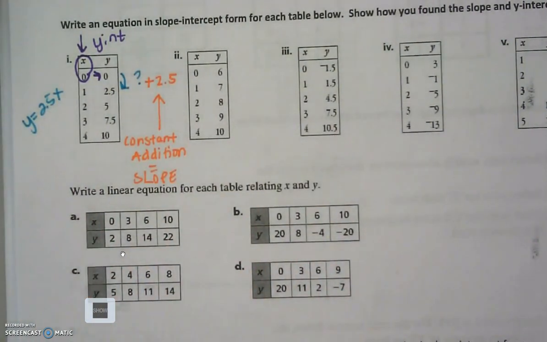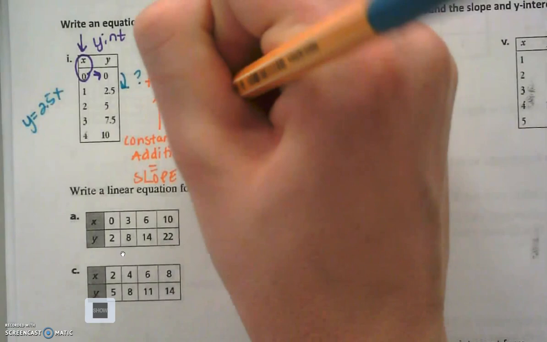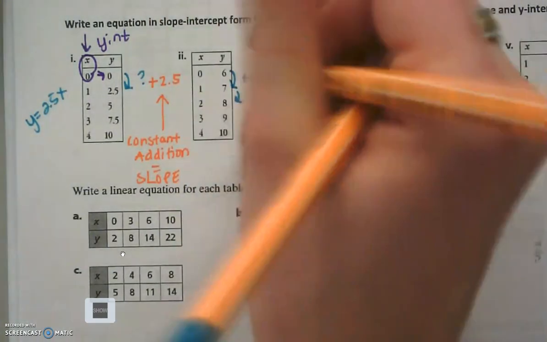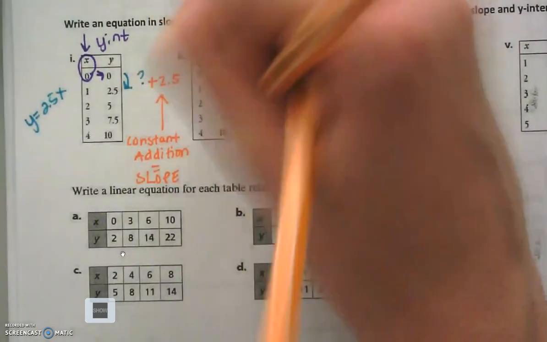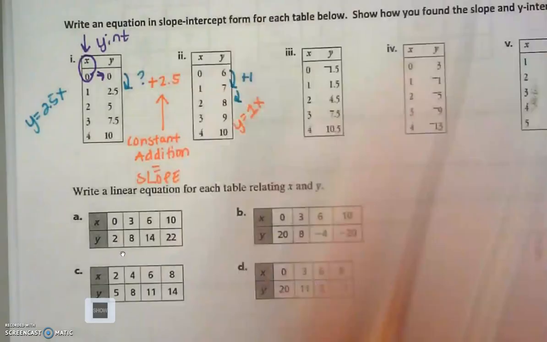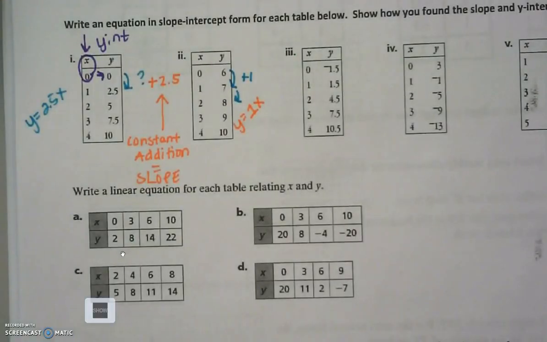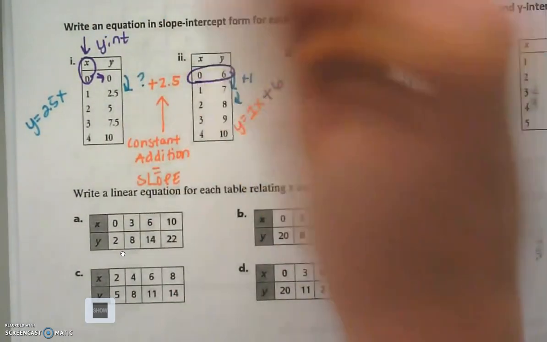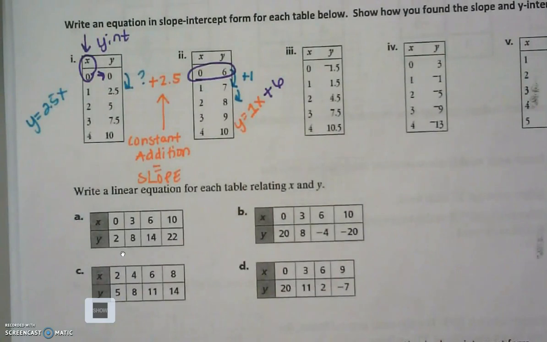Let's try number 2. We're going up by ones, so we're going to look. From 6 to 7, what did we do? We added 1. What did we do? We added 1. Remember, that constant addition is your slope. So my equation here is going to be y equals 1x. Well, what's my y-intercept? My y-intercept is when x equals 0, so I'm going to do plus 6. And there's the equation of my line there. So why don't you try those next 3?